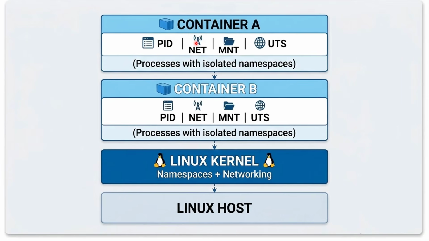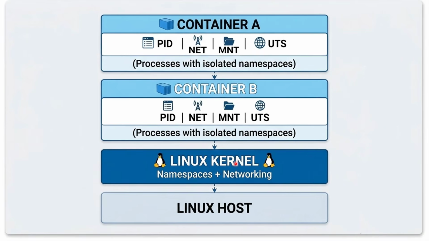It gives each container its own network stack. Then we have a mount namespace. It isolates the file system view. And lastly we have a UTS namespace, which allows each container to have its own hostname. So even though these containers run on the same machine, each one sees its own isolated version of the system. And all of this isolation is implemented directly by the Linux kernel. And the kernel is responsible for creating and managing these namespaces.